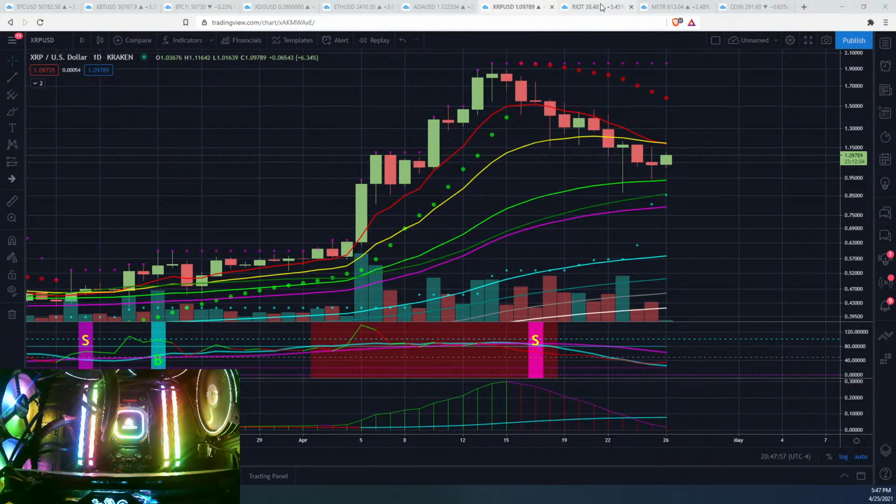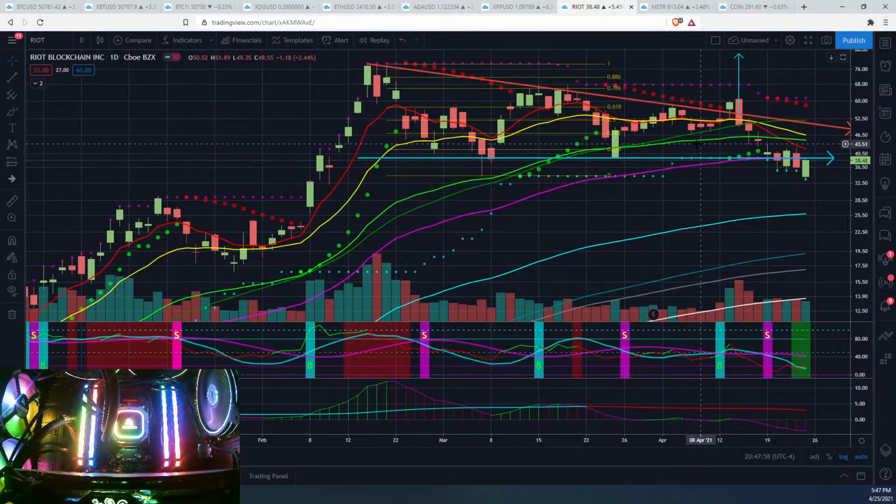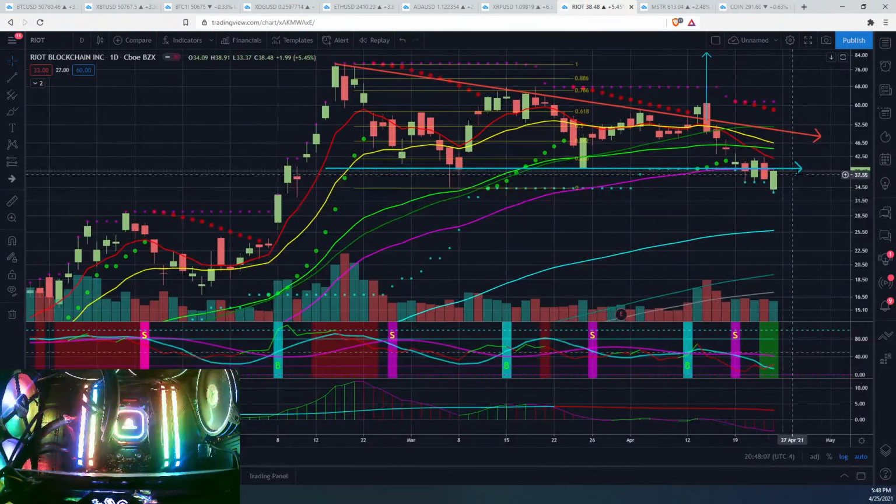All right, so XRP, let's go on to Riot now. Riot broke down from key support at the end of last week and moved back up to retest it as resistance. Closed exactly at it. It is possible it opens back inside here and moves back up, but there's no meat left on the bone inside this trade right here. We have to wait for what happens.